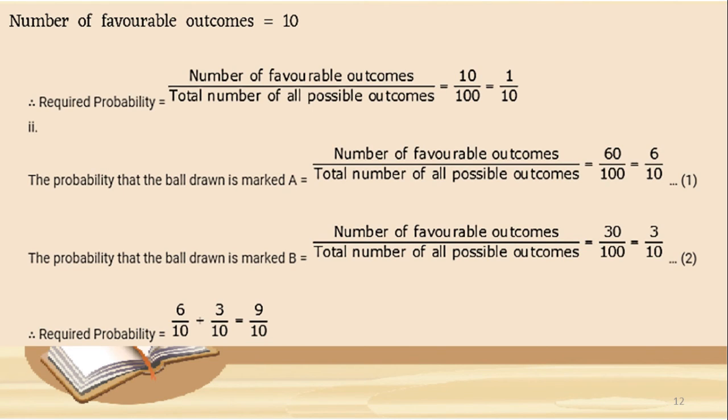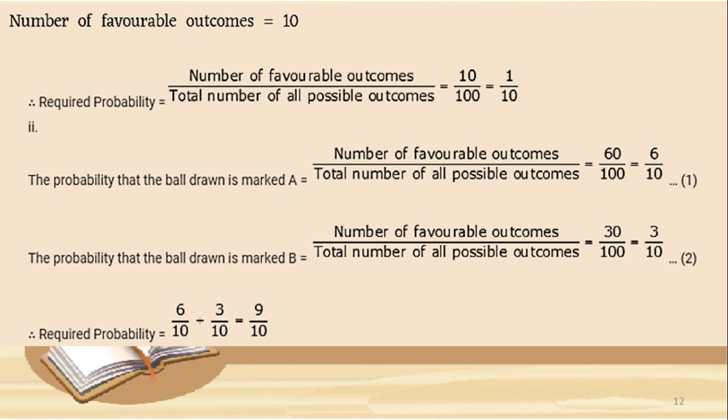Find the probability that the ball drawn is A or B. Already I have told you many times, children, A or B means we need to find the sum of the probability that the ball drawn is marked with A and the probability that the ball drawn is marked with B. Its sum will be considered as the probability that the ball drawn is A or B. So the number of balls marked with A is 60, probability is 60 by 100, its value is 6 by 10, and the probability that the ball drawn is marked B is 30 by 100, which is 3 by 10. Its sum is equal to 9 by 10.